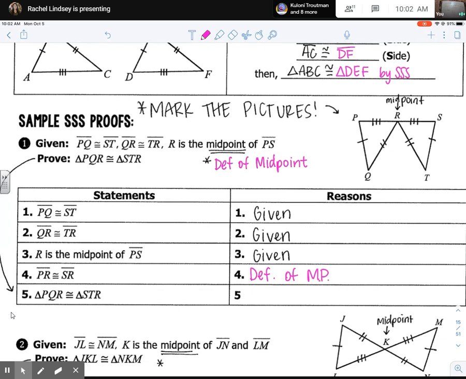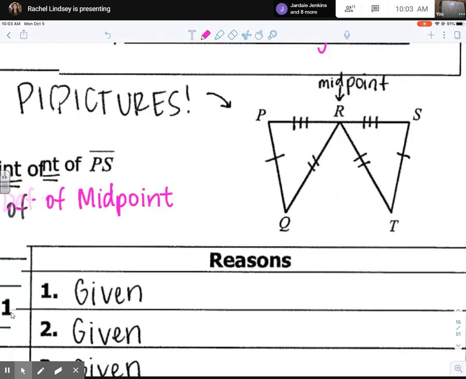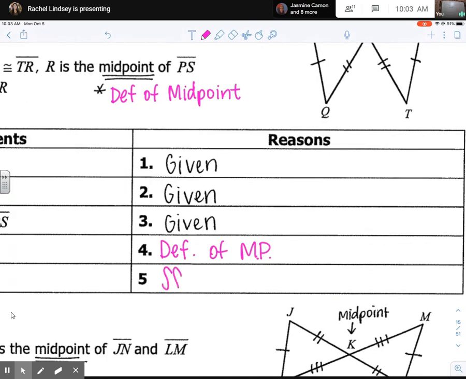So now, if I look in this proof, I've proven a side is congruent to a side, a side is congruent to a side, and another side is congruent to a side. So I've proved 3 sides are congruent. And I can look at that picture and see I have 3 sides marked, right? So how would I know those 2 triangles are congruent? Which postulate? Which one of the 5? Side, side, side. So my last reason will be SSS.